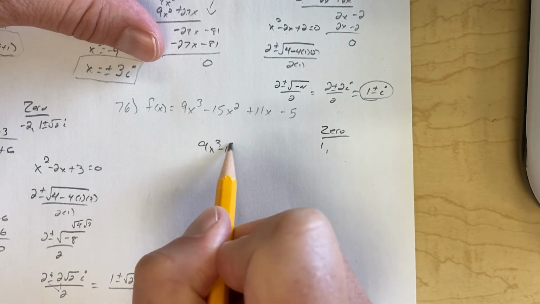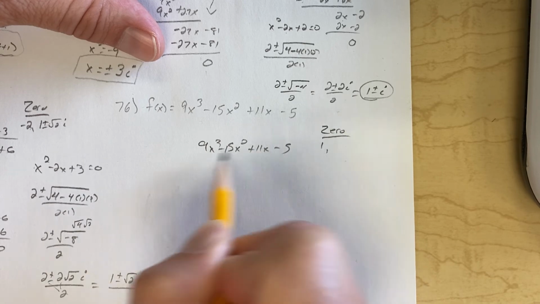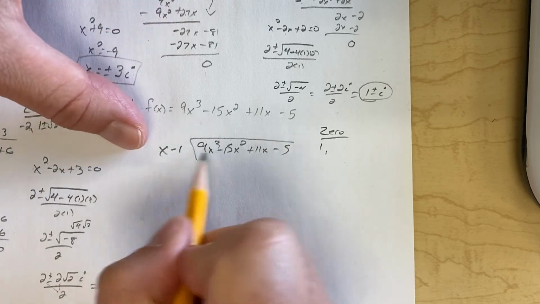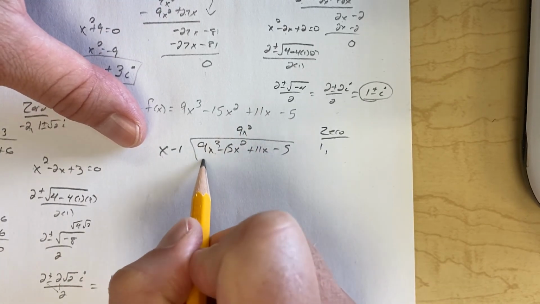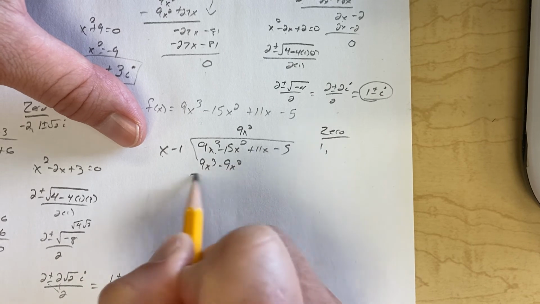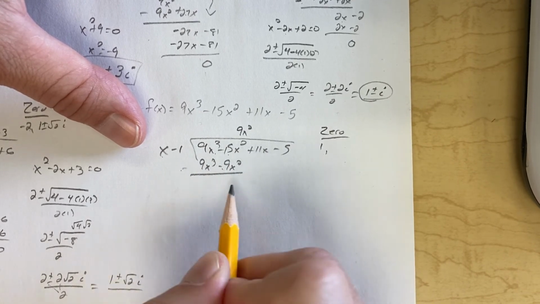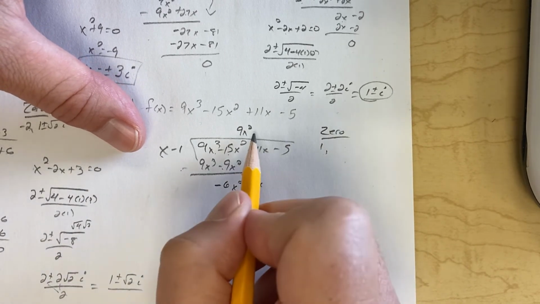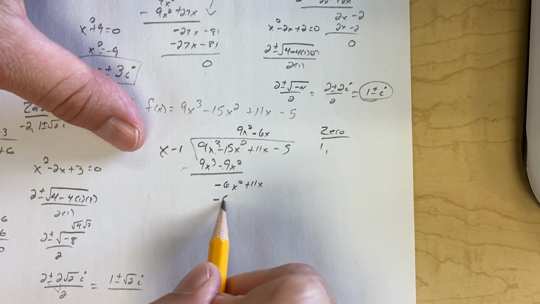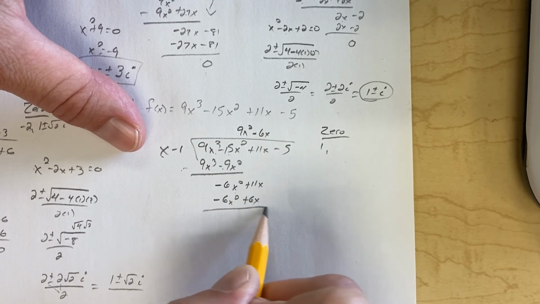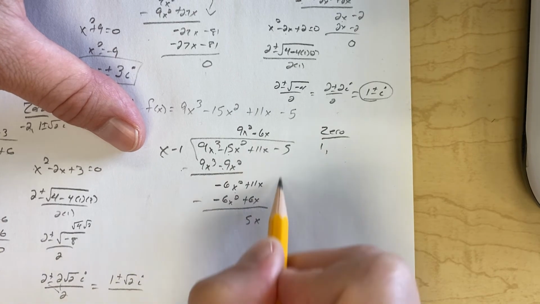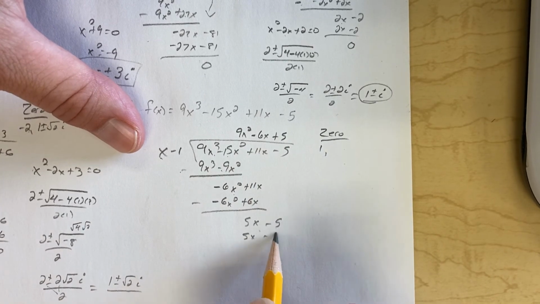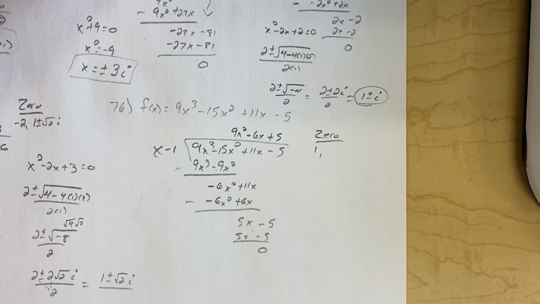So I write down plus 11x minus 5 divided by x minus 1, the factor that goes with it. To get from here to here, 9x squared, 9x cubed minus 9x squared. Negative 15 minus negative 9 is a negative 6. Bring that 11x down. To get from here to here, multiply by negative 6x. So negative 6x squared plus 6x. Subtract, and we get 5x. Bring that minus 5 down. To get from here to here, we multiply by 5. And 0 is our remainder.